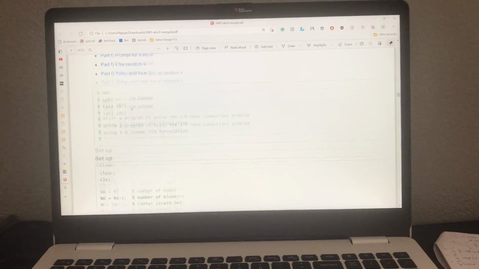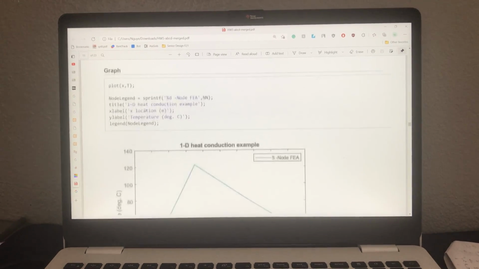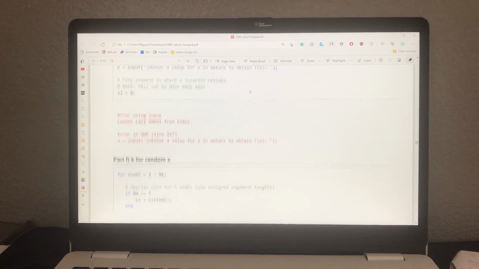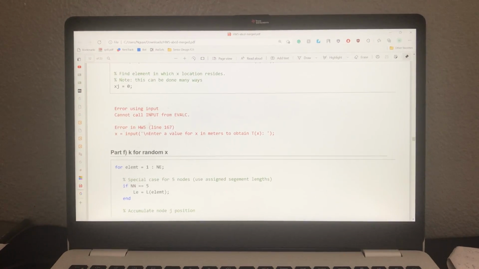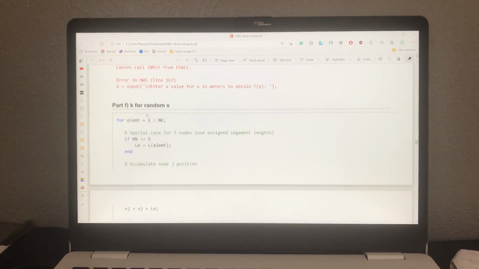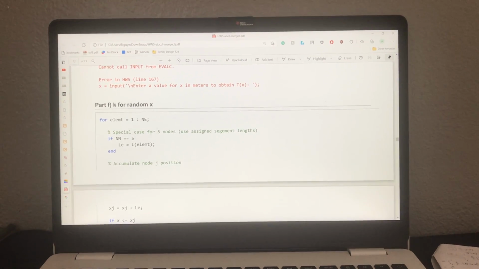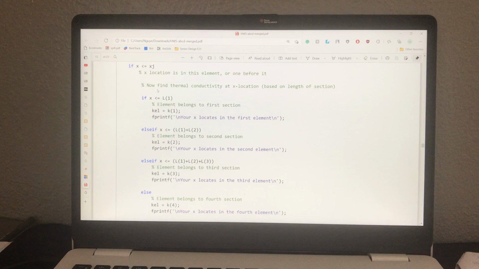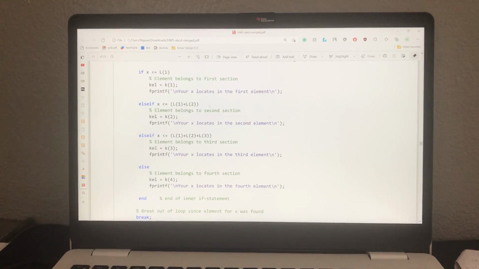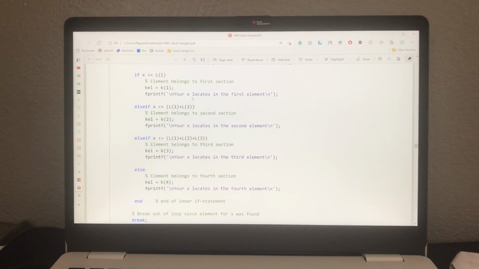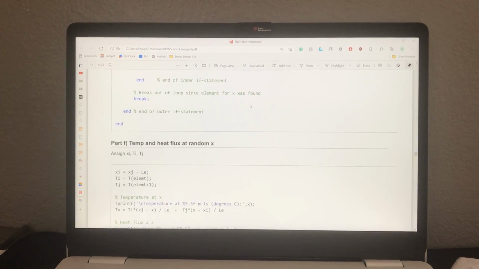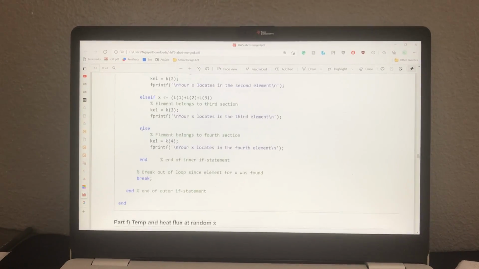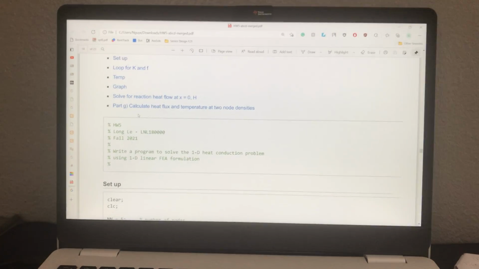Here's the MATLAB for part F. You can see we just add this part and then we input it from the keyboard. This is the published function, that's why this part is errored, but the result is good. We have a random x, and we determine where x is located, what element, and then we calculate the temperature and heat flux at that specific element. So that's pretty good for F.